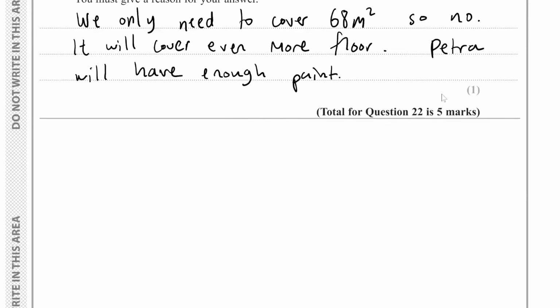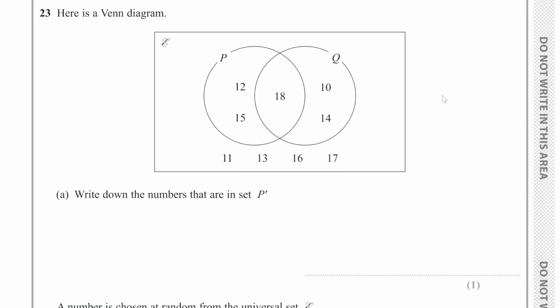Question 23. Here is a Venn diagram. Write down the numbers that are in the set, not P. So this little dash, the prime, it means not P, the ones that are not in P. So these ones are in P, it's the other ones. So it's 10, 11, 13, 14, 16, and 17.